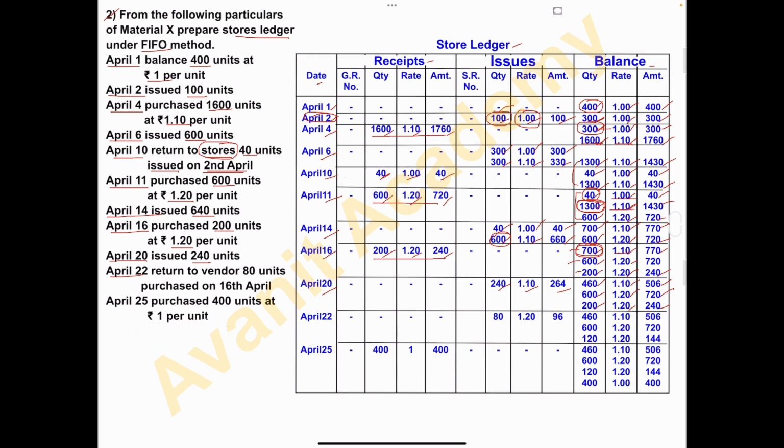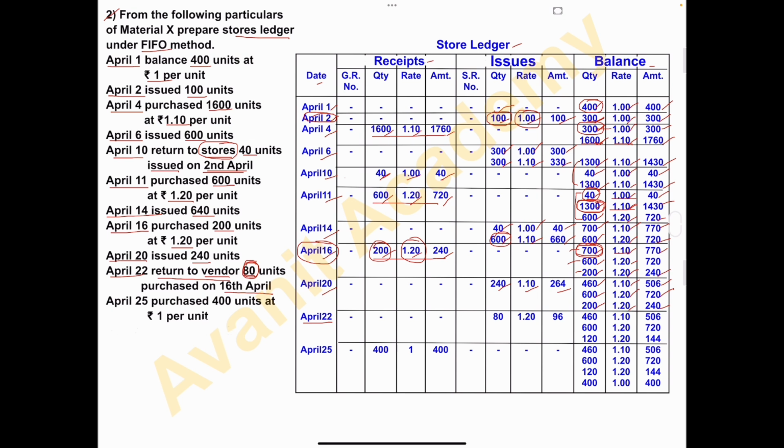Next transaction is on April 22nd. That is return to vendor 80 units purchased on 16th April. See in the solution, 16th April. On 16th April, how many units are purchased? 200 units at rupees 1.20. Maybe the quality of the goods is not good. Due to some reason, return to vendor entry will take in issues because the goods go out of the store. So we'll record in issues right here April 22nd.